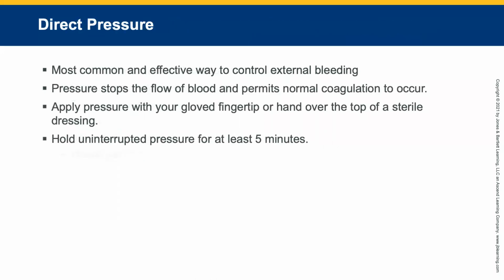Direct pressure is exactly what it means, direct pressure. It is the most common and effective way to control bleeding. It applies pressure to stop the flow of blood, and it allows the normal coagulation to occur. For an object protruding from the wound, apply bulky dressings to stabilize the object in place and apply pressure the best that we can. Hold uninterrupted pressure for at least 5 minutes to try to start the clotting process.